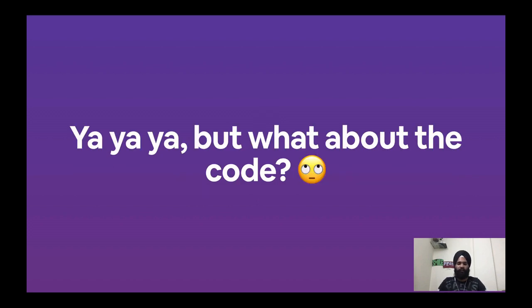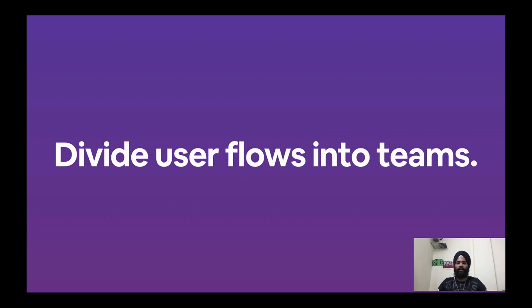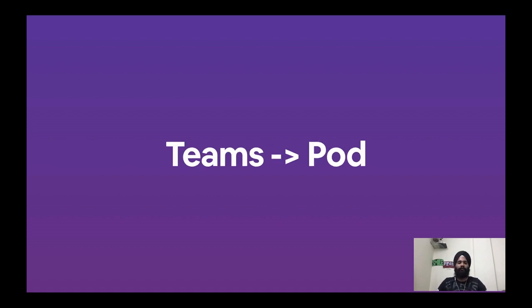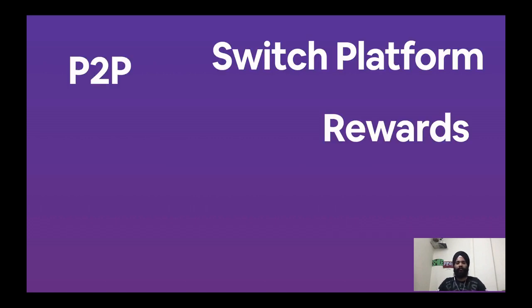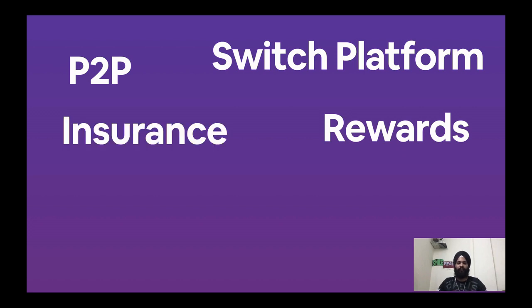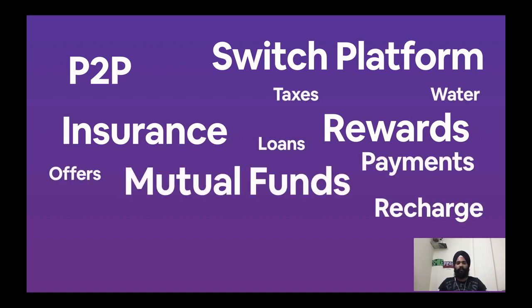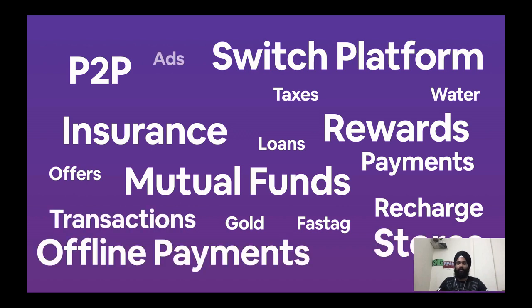You must be like, yeah, I have a similar process at my own company. How does it help me redefine what I already have? So actually the first step would be to divide user flows into teams, and by teams I mean folks dedicatedly working on that flow. Now when we went on to divide user teams into flows, we went out with a structuring like this. So for example, we had a P2P, we had a switch platform, we had rewards, and we had an insurance platform, and then we had taxes, water, loans, payments, offers, and God knows what not, right? On and on and on. We had a ton more, and we have a ton more in the pipeline as well.